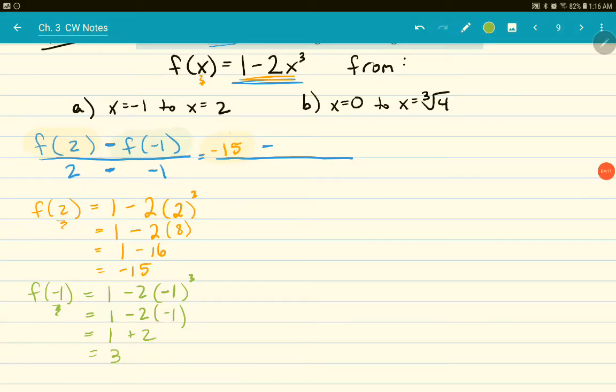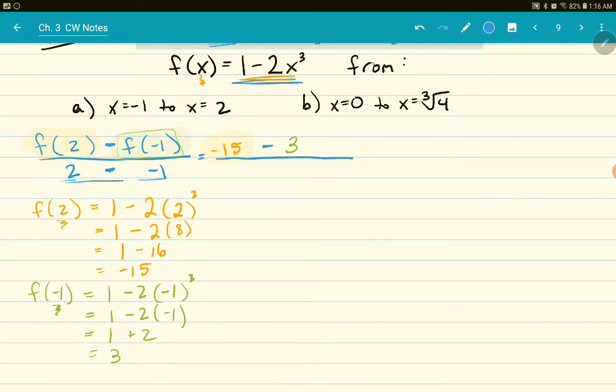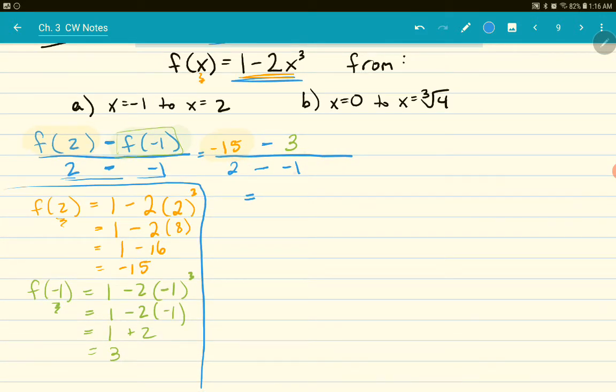So back to my function over here. So for that green highlight, I'm plugging in a 3. And in the denominator, I already have numbers, so I don't have to evaluate there. So I have 2 minus a -1, which I'll just leave like that for now. And then to evaluate this, I'm going to write these off to the side. -15 minus 3 gives me a -18, and the denominator of 2 minus a -1 gives me a 3, which gives me a -6. So my average rate of change for part A between -1 and 2 is -6.